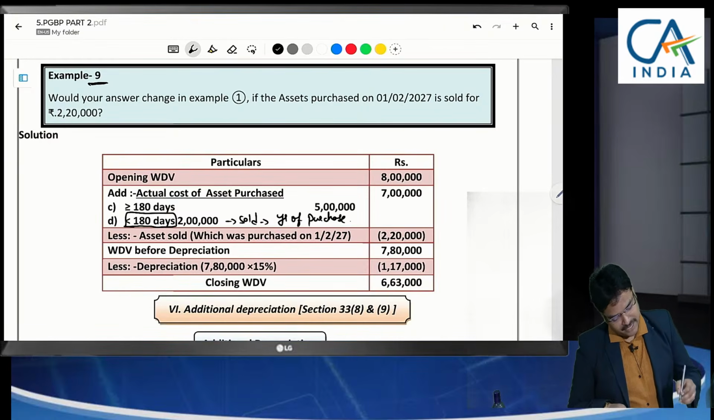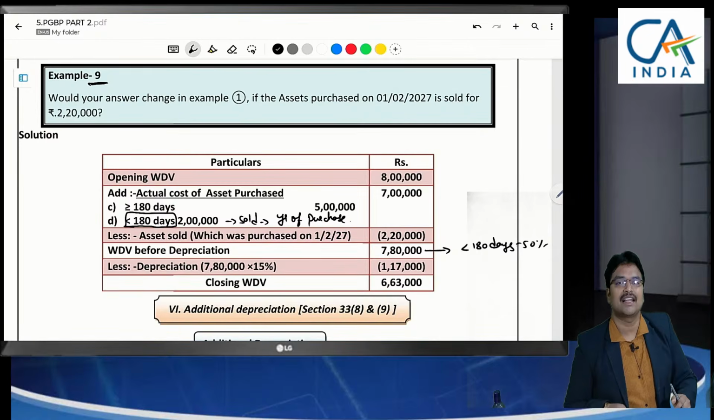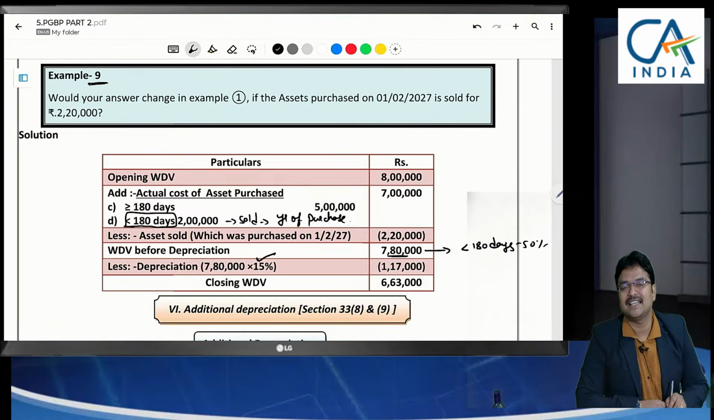What we usually do here is, in this 7,80,000, first preference will be given to the asset purchased less than 180 days, so that half depreciation can be taken. But in this case, that asset itself is being sold. Sir, you said that there will be no individual recognition. This is an exception. So on the 7,80,000, full depreciation is being claimed, because the asset purchased less than 180 days has already been sold. That is why we can claim full depreciation here. This is the closing WDV.